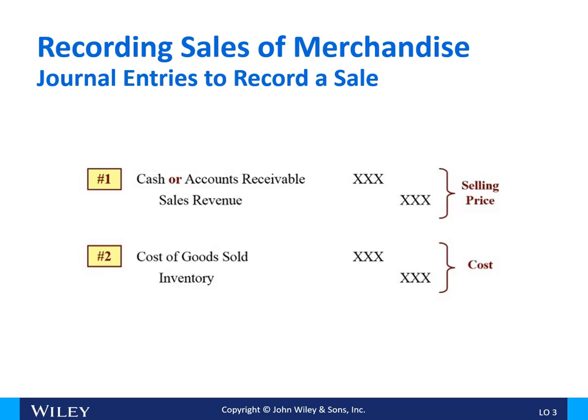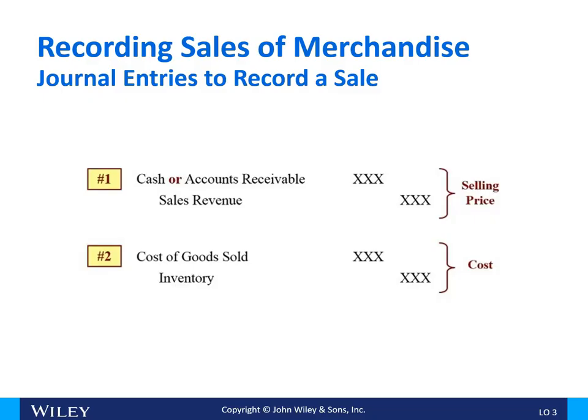So cost of goods sold is the new account. It's an expense account that goes on the income statement. Normal balance is debit, so we're debiting that, increasing our expense. We have sold inventory. We've gotten rid of it, shipped it to the buyer. So we're going to reduce our inventory with a credit.